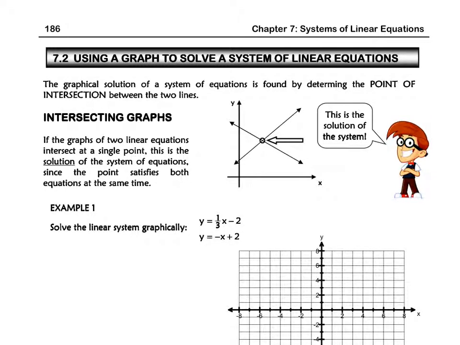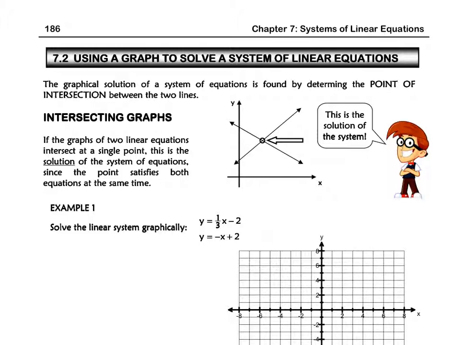Okay, section 7.2 is on using a graph to solve a system of linear equations. So if you think about what a linear system represents, it represents two linear equations, and basically linear equations have graphs which are lines. So when you draw the graphs of the lines, what's going to happen? And what do you think the solution would show up as on your graph?